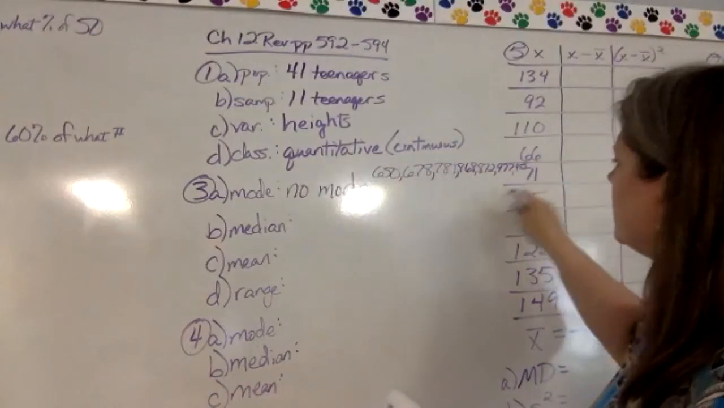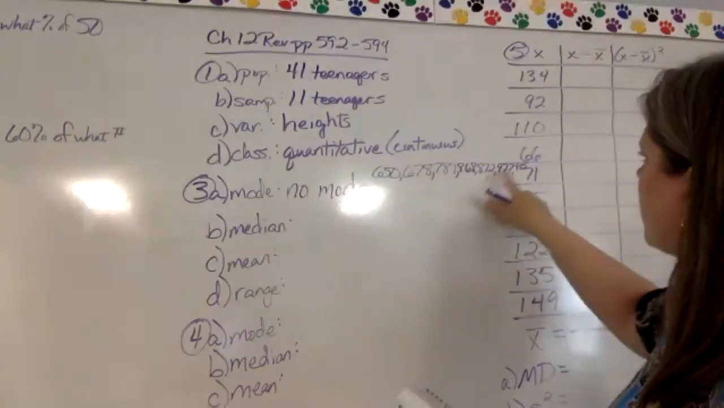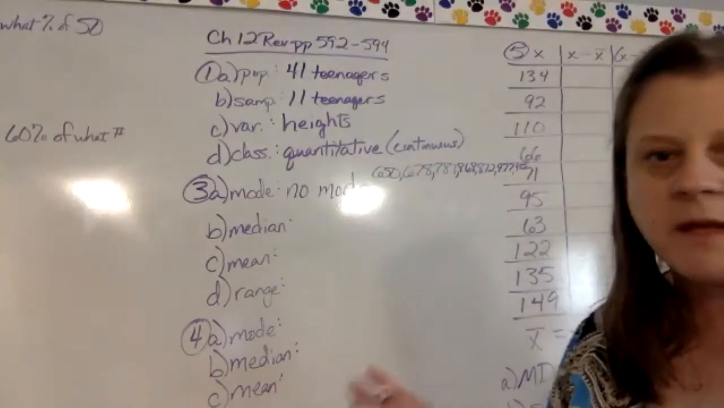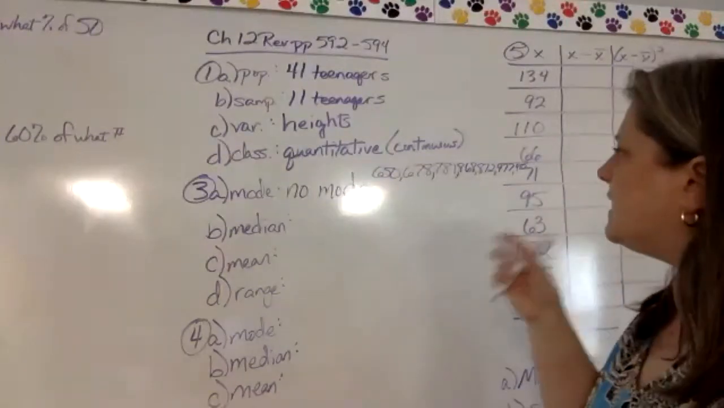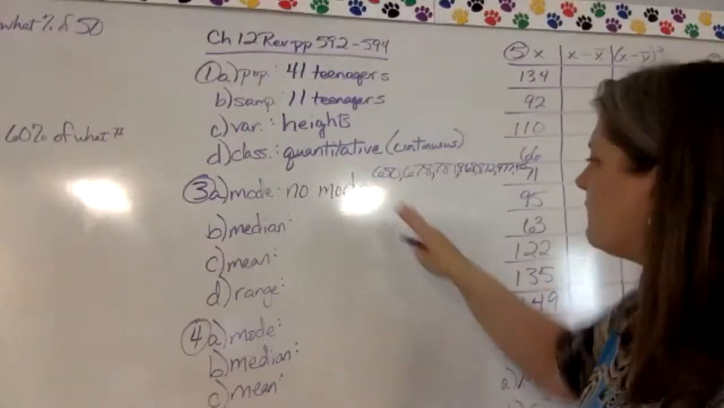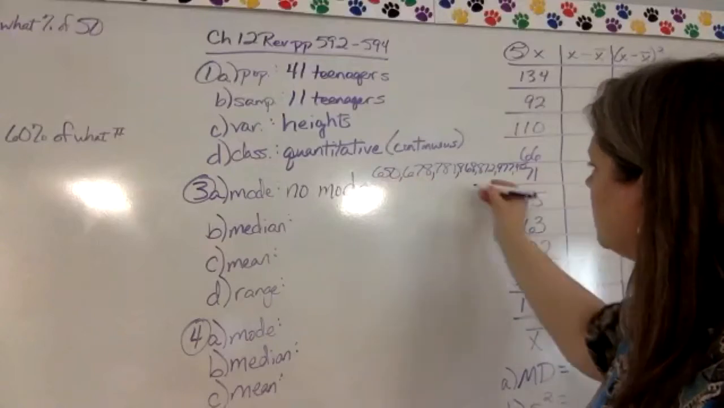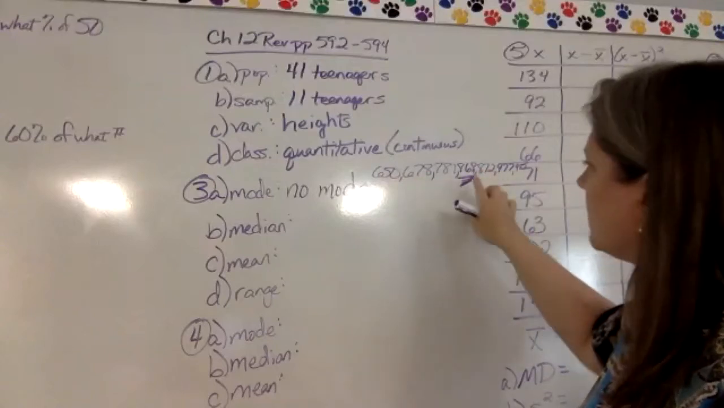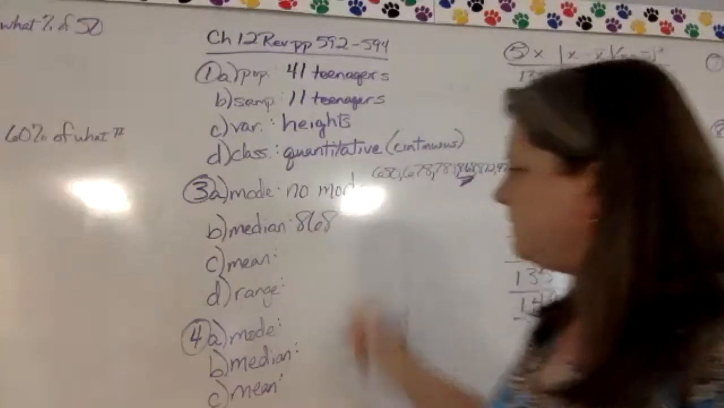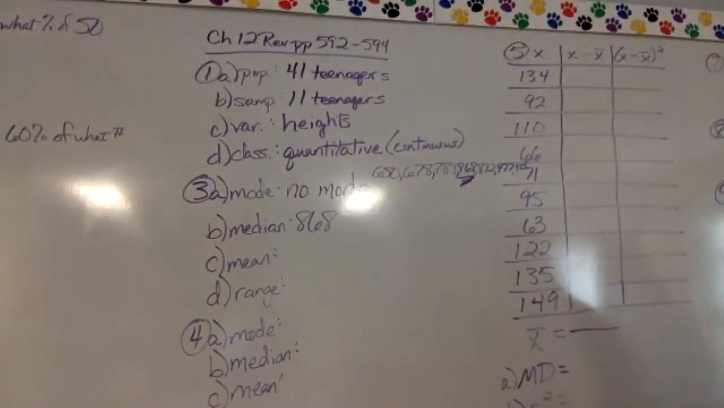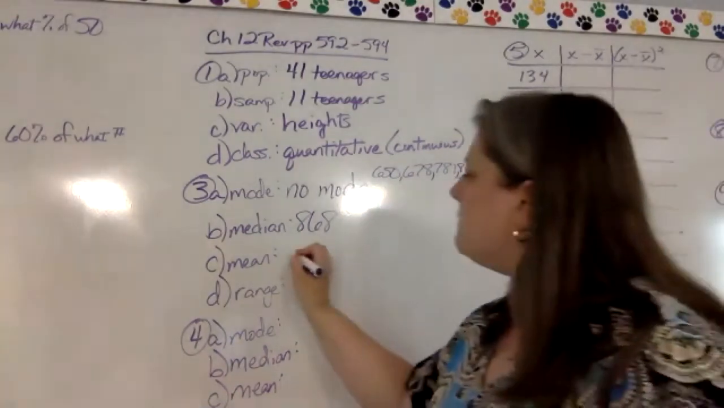But anyway. So I've got 1, 2, 3, 4, 5, 6, 7, because there's 7 days in the week. So to find my median, it's the number exactly in the middle. If I've got 7 numbers, the one exactly in the middle is going to be my 4th number. So it's going to be 868. That's the median.